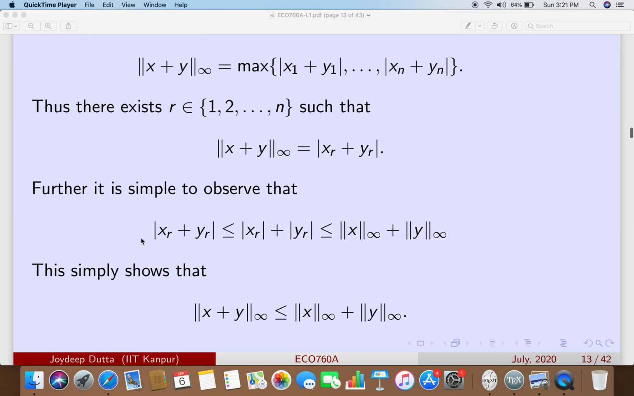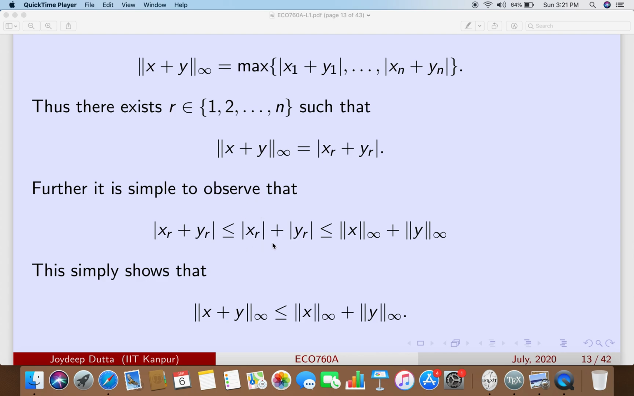Now you know from very basic facts about real numbers that the absolute value of xr plus yr is less than or equal to the absolute value of xr plus the absolute value of yr. This is the triangle inequality for the real numbers, which we have already proved. But this absolute value is essentially nothing but the Euclidean norm in the space R, right? Absolute value is nothing but the distance from the zero vector or zero origin of the real line, which means it is nothing but the Euclidean distance or Euclidean norm in the space R.